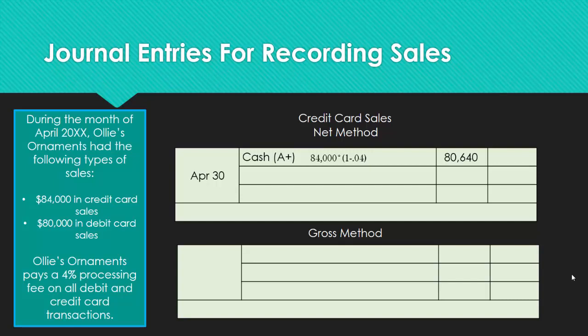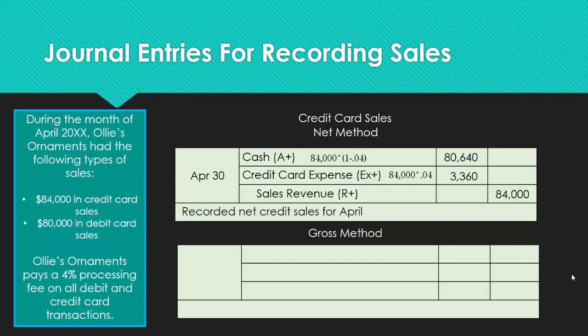The portion that is going for that processing fee is going to get recorded under credit card expense. Again, it is for the amount of sales revenue you did times the percentage that you are getting charged for that processing fee on the card. In this case, it's $3,360. When we add both of those debits up, they come up to $84,000. So we still record our sales revenue at its full amount, the face value of the sale, not considering the processing fee. And we recorded net credit sales for April.